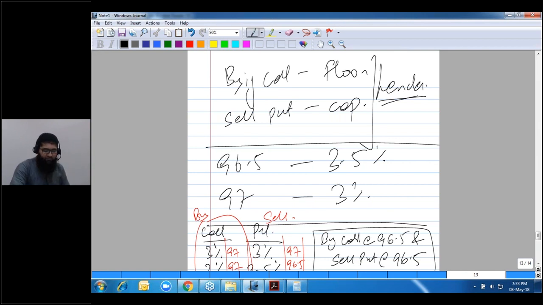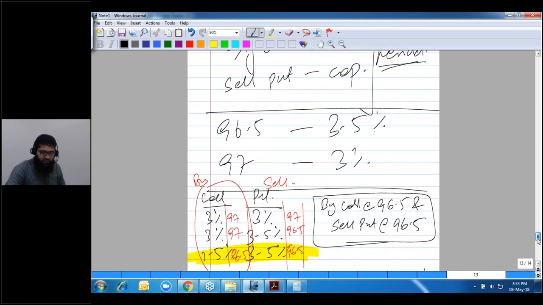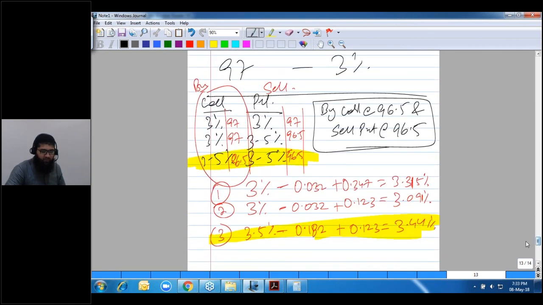If he's going to buy a floor and sell a cap, and we express it in terms of traded options, we say buy call and sell put. Now we have got two strike prices available. One of them is 96.5 and the other is 97. The 96.5 price is 3.5%, 97 is actually 3%. So how exactly is this all going to operate?